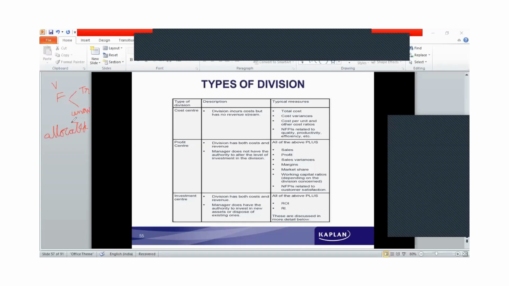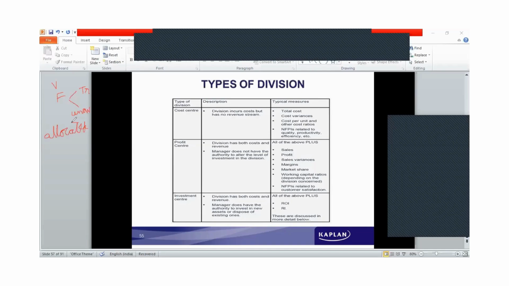Then what is the cost per unit and other cost ratios? Each cost calculated as a percentage of sales helps us understand whether a specific cost is incurred more or less, and what the percentage of cost incurred is. NFP means non-financial performance indicators, related to quality, productivity, efficiency, etc. Those things are also accounted for in the case of cost centers where they incur only costs and do not generate any revenue.